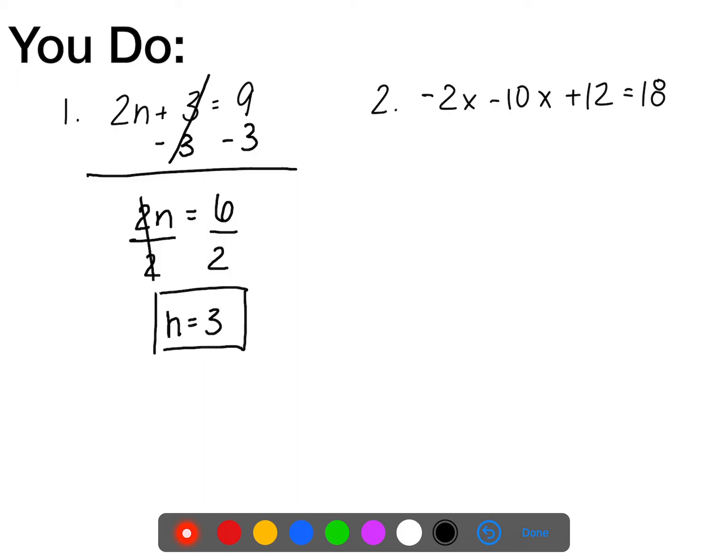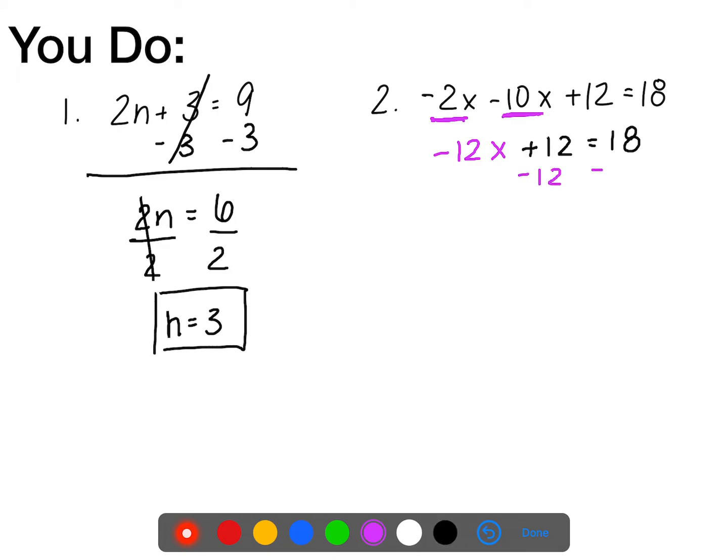I'm a math genius. Now this next one is a little bit trickier, right? I don't have anything to distribute because I don't have any parentheses, but I do notice right away that I have like terms that I can combine. So the first thing I'm going to do is combine those like terms, and -2x minus 10x gives me -12x plus 12 equals 18. Then I have to get rid of that plus 12.